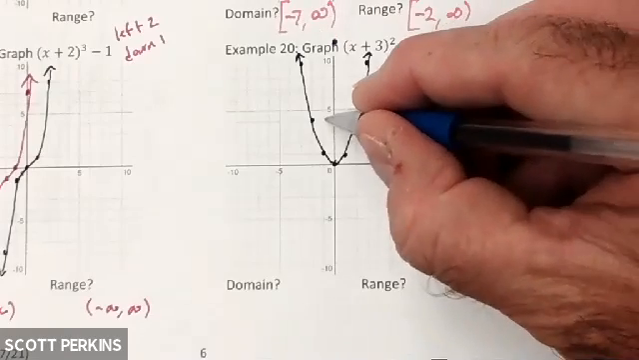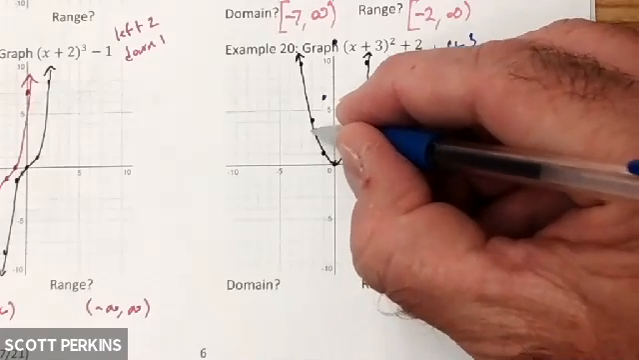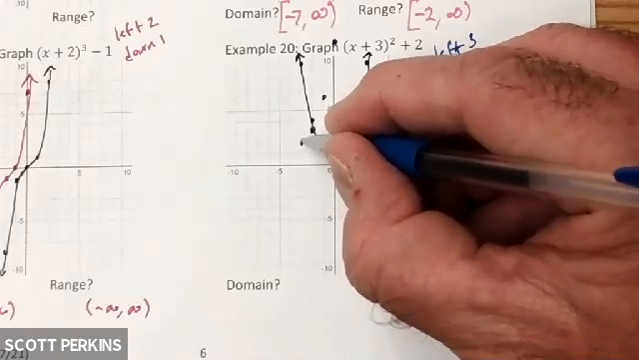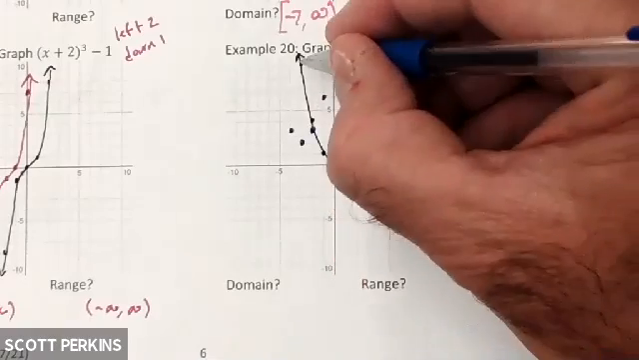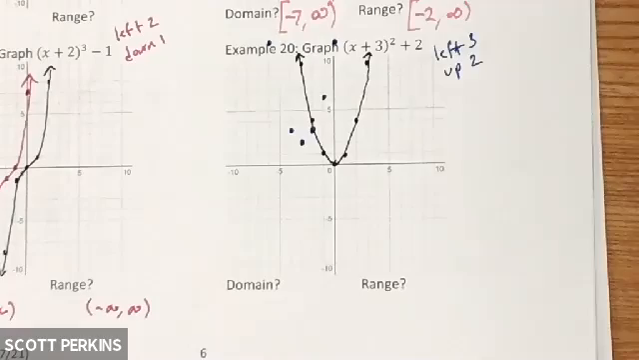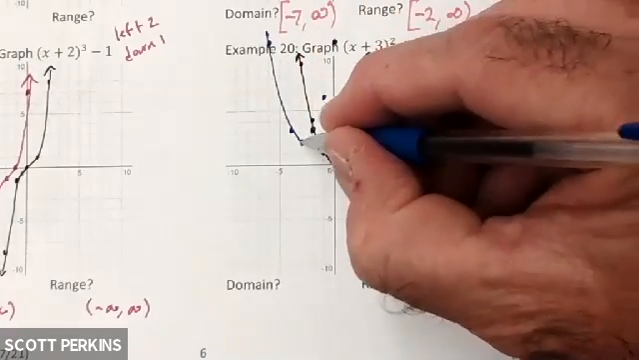Left 3, 1, 2, 3, up 2, 1, 2. Left 3, 1, 2, 3, up 2. And then finally left 3, 1, 2, 3, up 2. And I do another guesstimate. And so once again, you can see the shape of the graph has not changed.